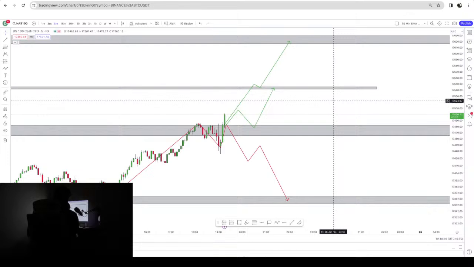What I personally feel is it will fall down. I can be wrong.